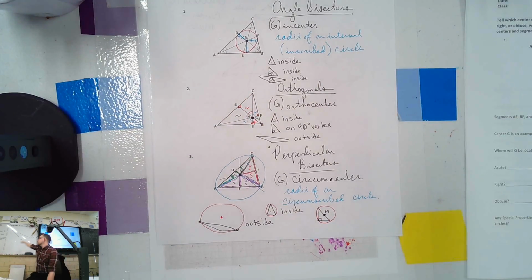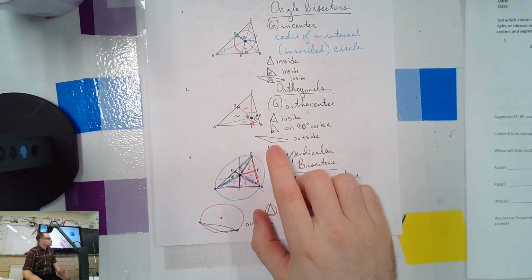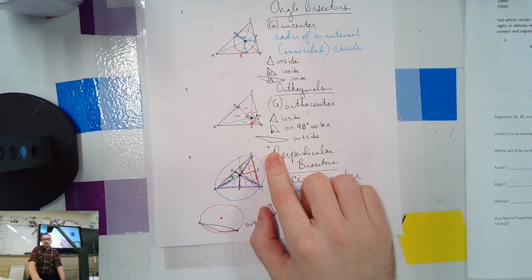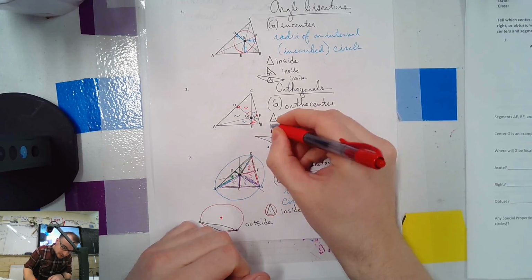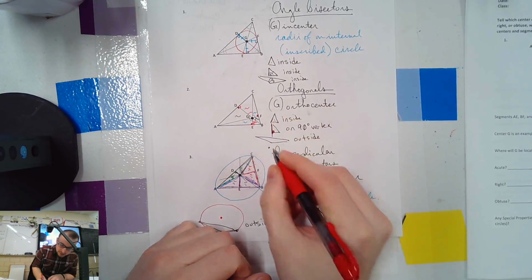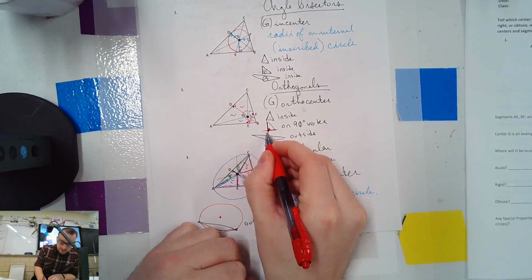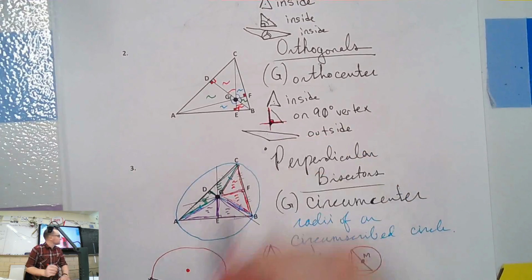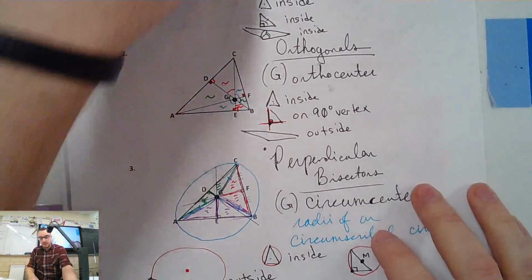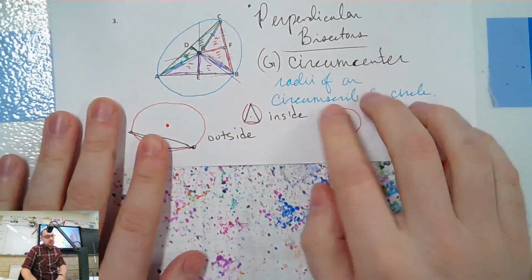Now sometimes, like in an obtuse triangle, the height of the triangle or the orthogonal will be outside, which is why when it's an obtuse triangle, the orthocenter will be outside. When it's a 90-degree triangle, right, these are the orthogonals. And so where do they intersect? Right there, right, on the edge of a 90-degree triangle. The 90-degree vertex.